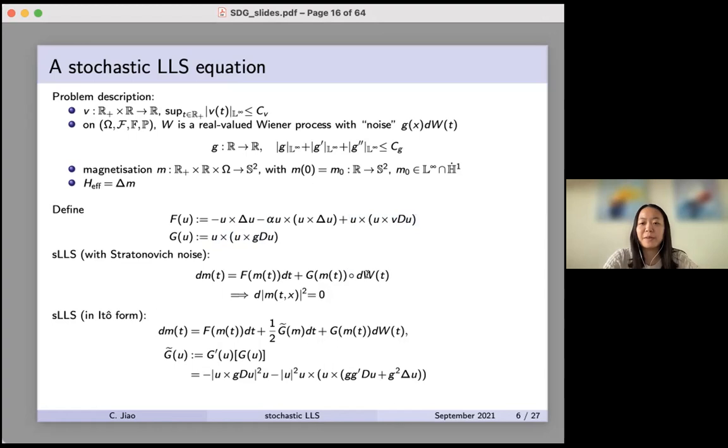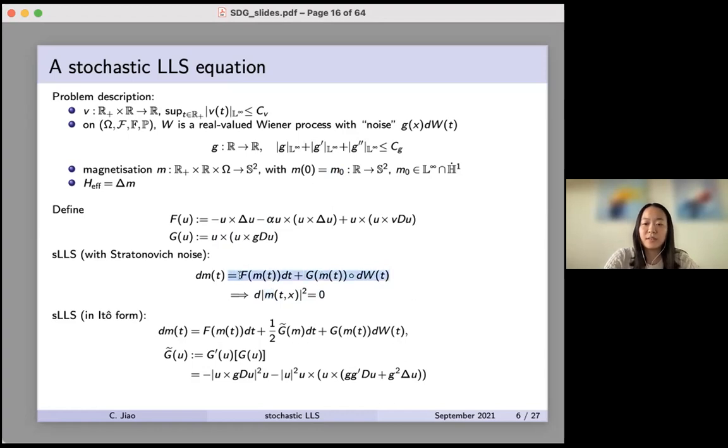So suppose we already know that this equation has a solution, and we check the absolute value of m squared. Since the rules of ordinary calculus hold for the Stratonovich integral, we can easily calculate this to be equal to 2 times the dot product of m and the right-hand side of this equation. By a very simple cross product property, it just turns out to be 0. So with the initial point m0 on the sphere, m will be on the sphere almost surely for all time t.